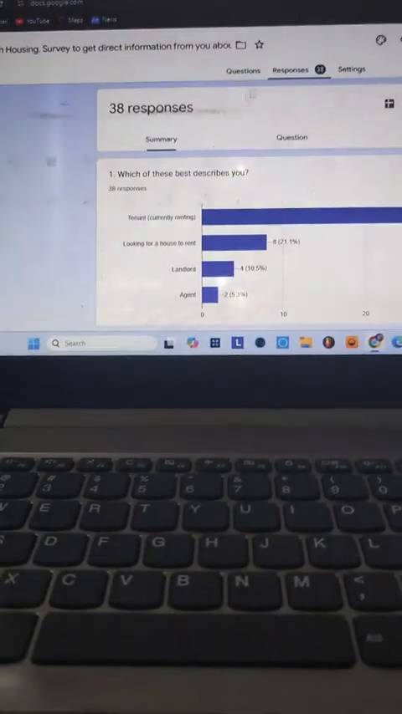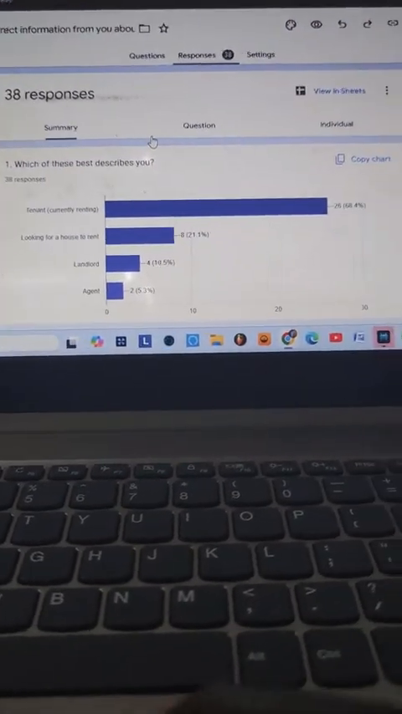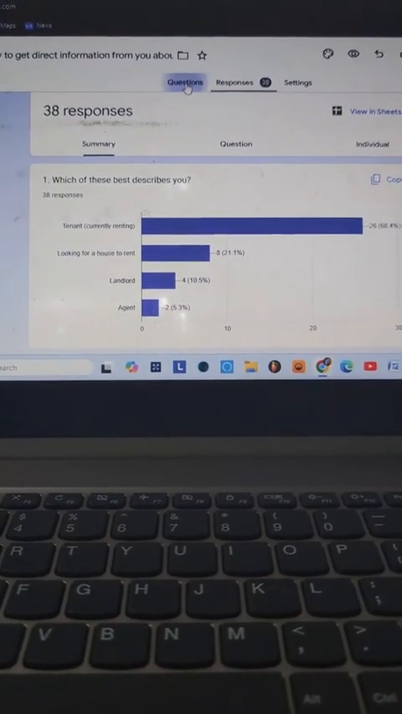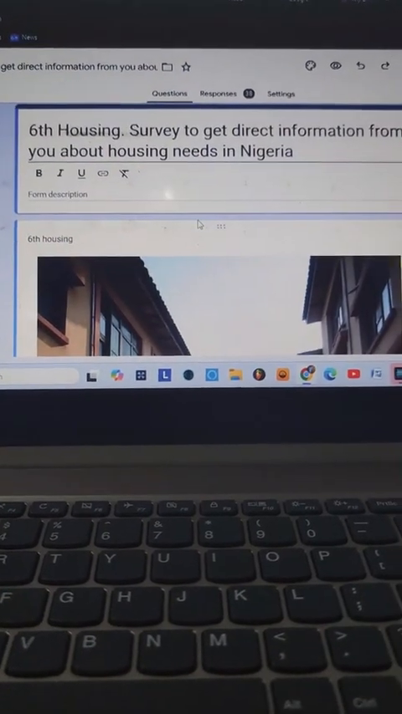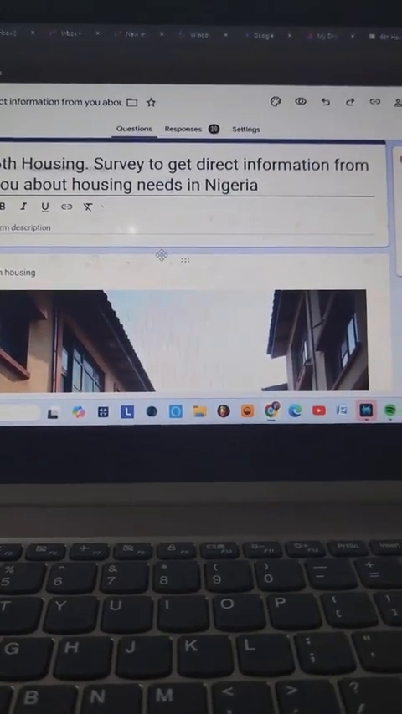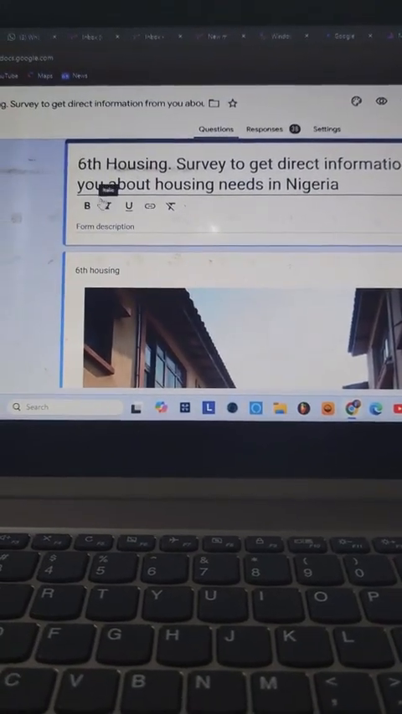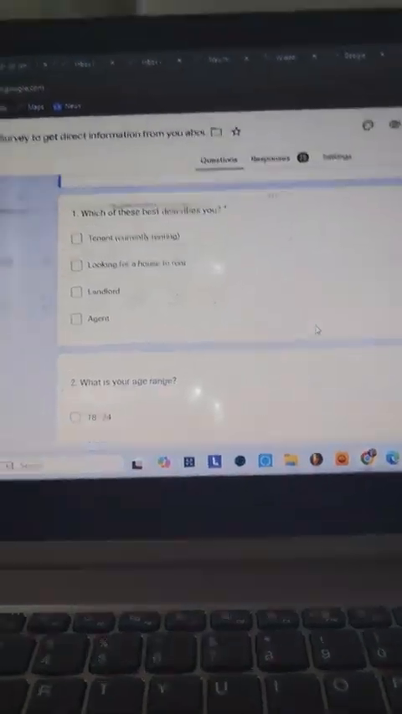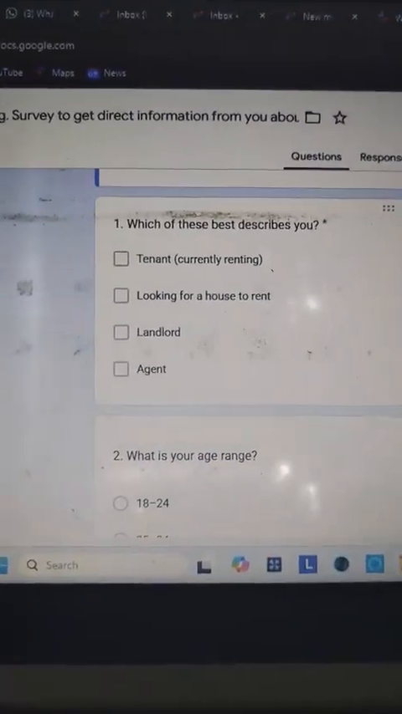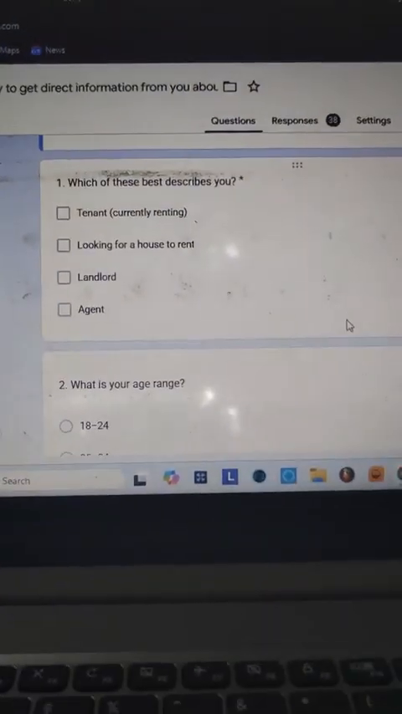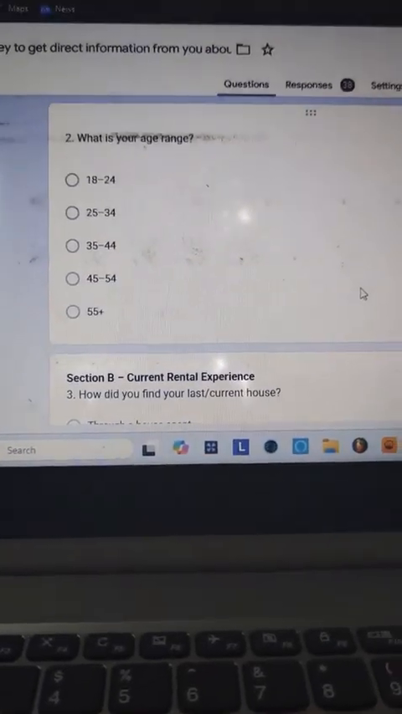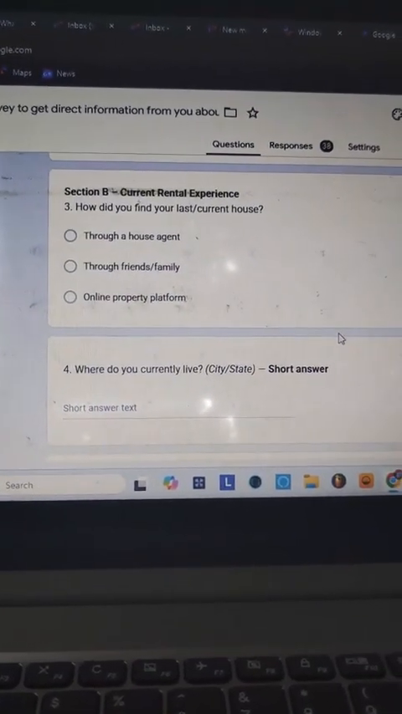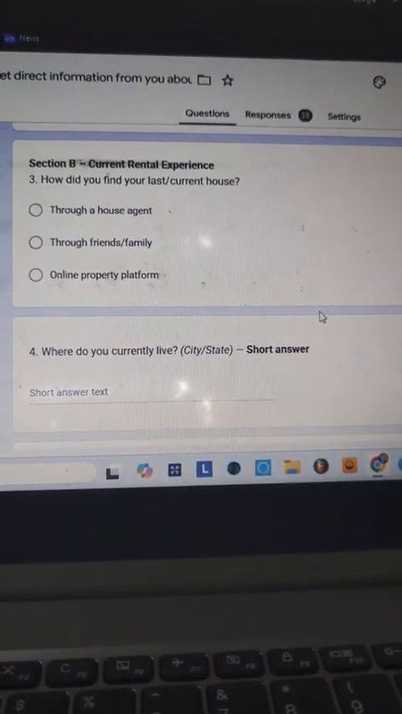All right, so this is the survey I ran, and in that survey, I got 38 responses. I did this survey last month, to get direct information from you about housing needs in Nigeria. These are the questions I asked. Which of these best describes you? Tenant, landlord, and so on. What age range? I asked about 10 questions. How do you find your current house?